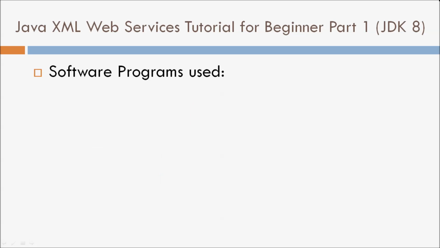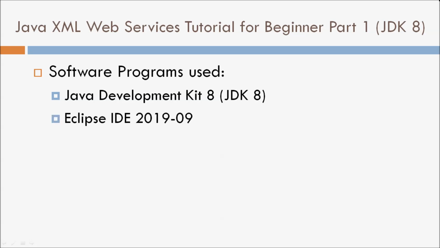In this video tutorial, I use the following software programs: Java Development Kit version 8, JDK 8, and Eclipse IDE 2019 September. So make sure that you have these software programs installed on your computer. You can use an older or newer Eclipse version, but JDK must be version 8 because this tutorial focuses on developing Java XML Web Services on JDK version 8.